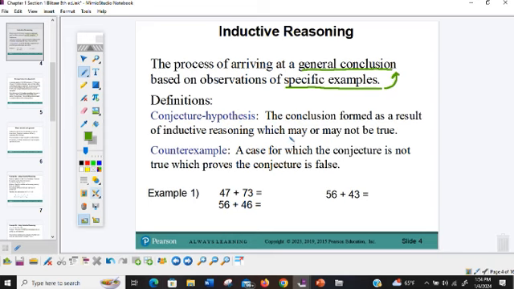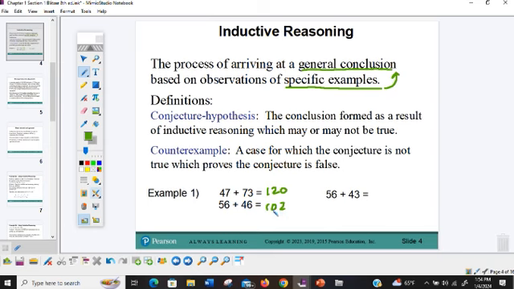And one way to prove it is not true is if we can come up with a counterexample, something that makes it false. So one of the first examples they give you, example 1, we look at this and we say, okay, I have 2-digit numbers. Let's look at the answer. If I add these up, I end up with 120. I came up with a 3-digit number. If I add these up, I end up with 102. I came up with a 3-digit number. So my conjecture could be that every time we add two-digit numbers, we end up with a 3-digit number.